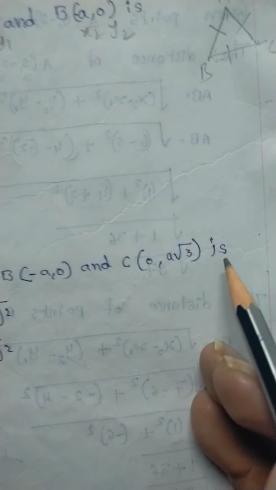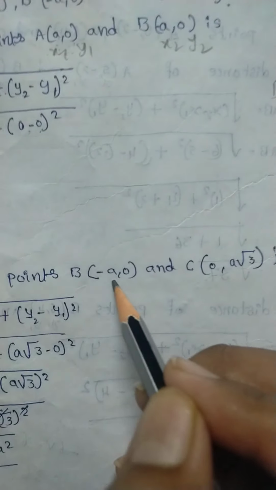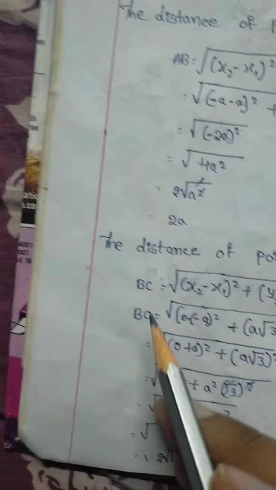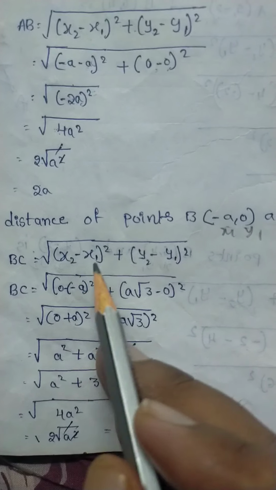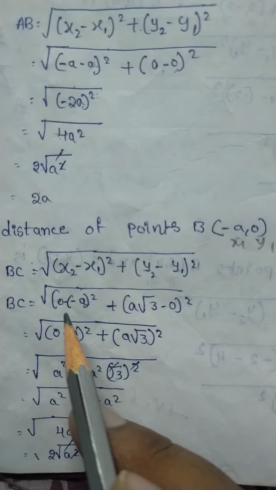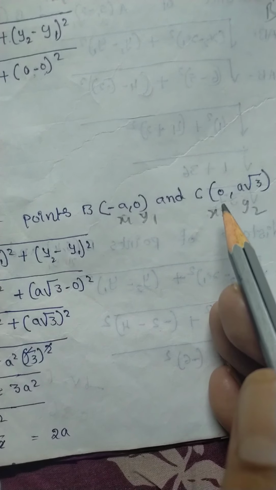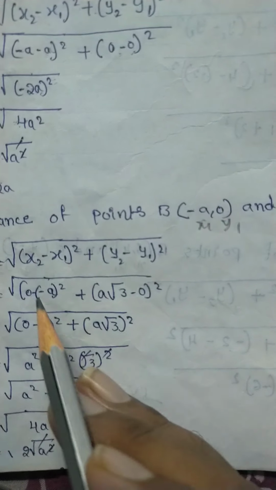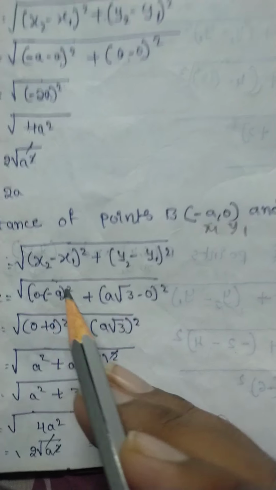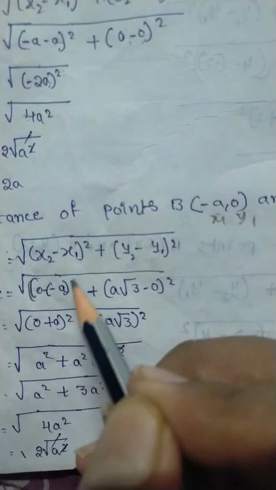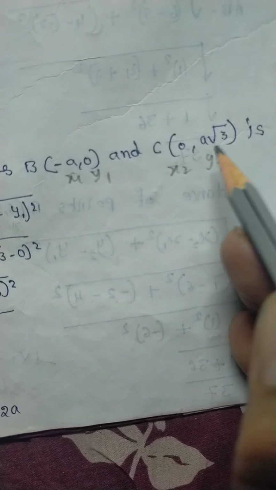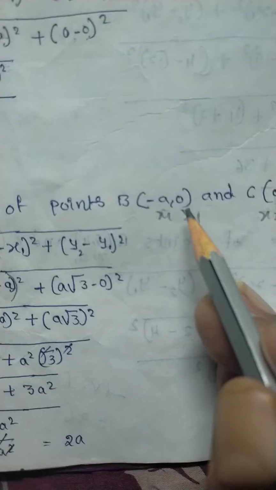BC, the distance between points B (-a, 0) and C (0, a√3). Take x1, y1 for B and x2, y2 for C. BC equals the square root of (x2 minus x1) whole square plus (y2 minus y1) whole square. BC equals the square root of (0 minus (minus a)) whole square plus (a√3 minus 0) whole square.